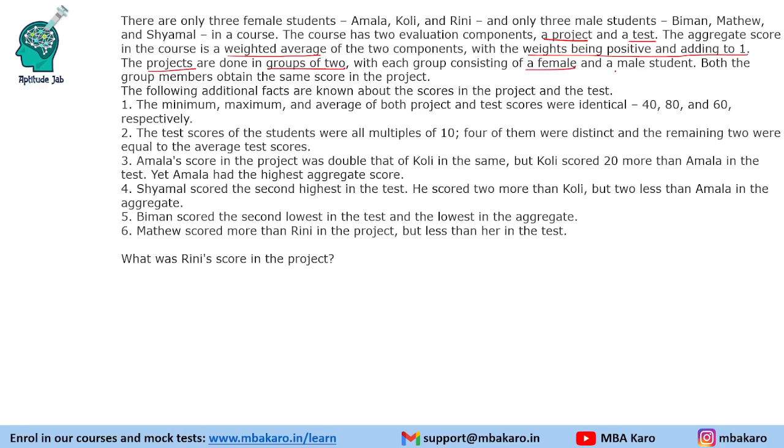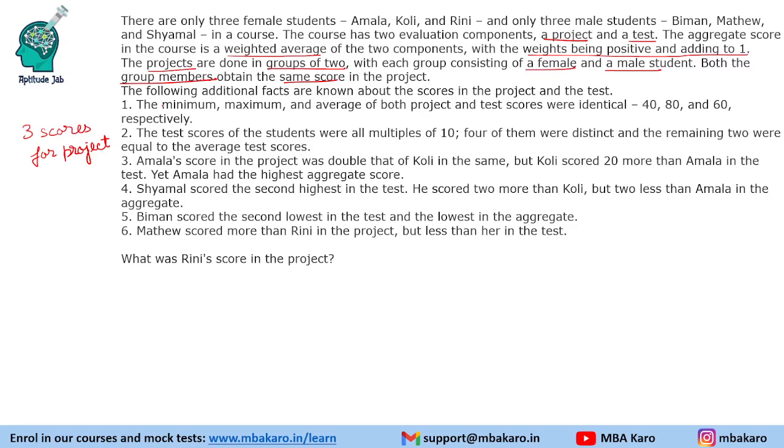a female and a male student. Both the group members obtain the same score. That is given about the project thing. And something is given about the project and the test also. So basically there are 6 people and there are 3 groups. So there will be 3 scores for project because each group will get a score.